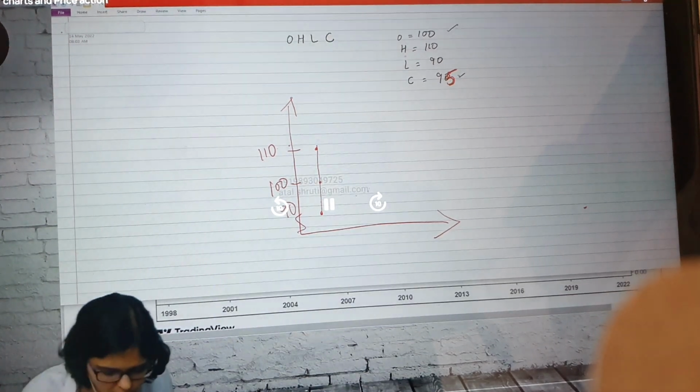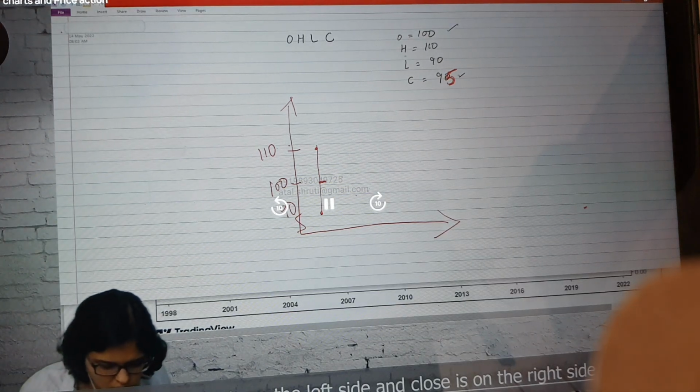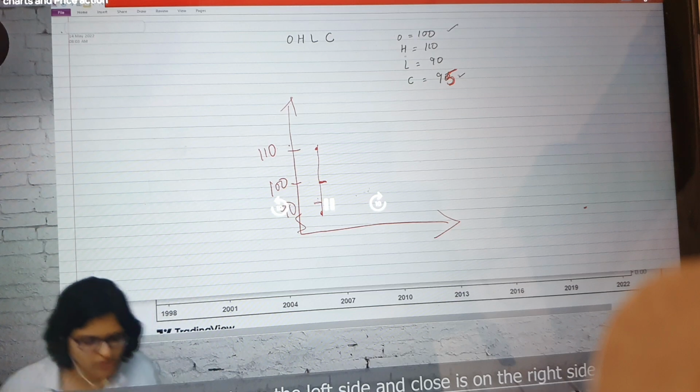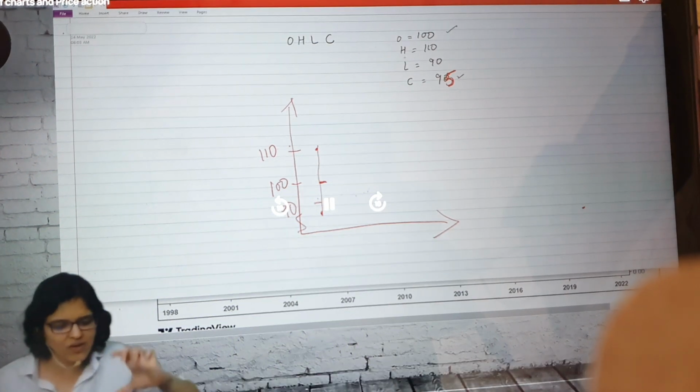Okay. So where was the open? 100. Correct. So 100 and close is 95. Assume this is 95. Okay. So this is how a bar chart will look.